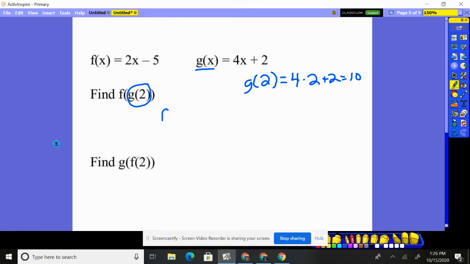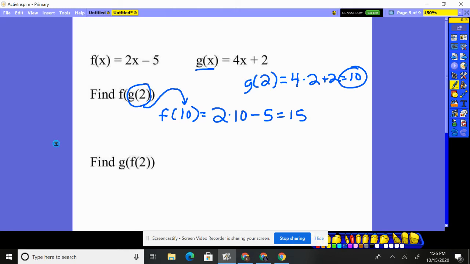So now we want to plug 10 into the f function. We're replacing that g of 2 we just found to be 10 right here. So we're now going to find f of 10. We go to the f function and do 2 times whatever x is, which is 10, minus 5. 20 minus 5, we get 15. So when we do it in that order, we get 15.